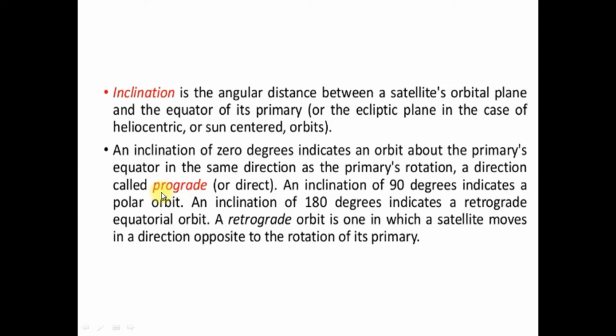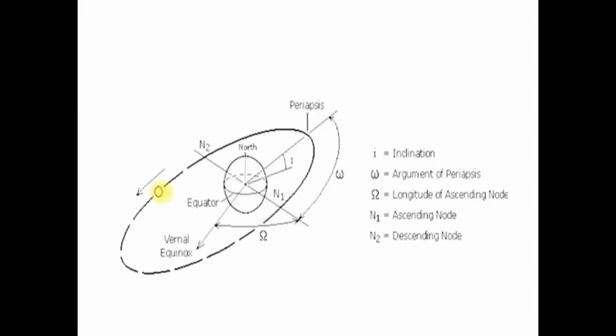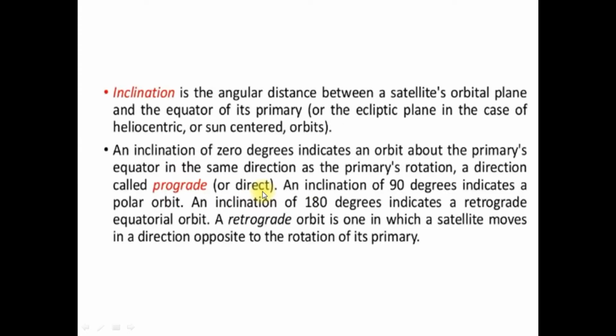Inclination is the angle distance between a satellite's orbital plane and the equator of its primary, or the ecliptic plane in the case of heliocentric or sun-centered orbits. So here inclination is nothing but the amount of inclination it is making with respect to the equator. And then next one is prograde or direct. This is a terminology here. Out of 6 terminologies, this is also one.